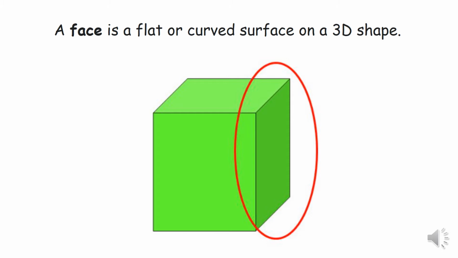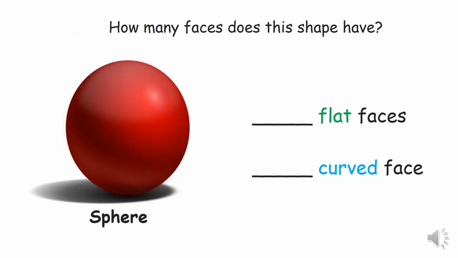So here we can see the shape is a cube, and around the cube in this red oval you can see the face. Now there's more than one face on a cube, but the face is just the curved or flat surface. Now the cube has got flat surfaces. Let's work out the number of faces on our shapes. Now shapes can have either flat faces or they can have curved faces.